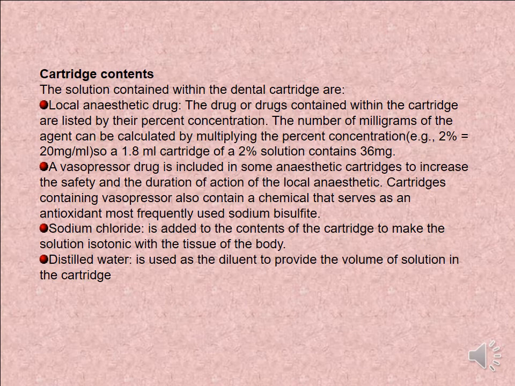Another part, sodium chloride, is added to the content of the cartridge to make the solution isotonic with the tissue of the body. The most important thing in the local anesthetic solution is that the presence of the vasopressor or vasoconstrictor leads to acidity, so the presence of sodium chloride makes it more isotonic in the body. Distilled water is used as a diluent to provide the volume of solution in the cartridge, so that it can be carried as an injectable local anesthetic solution.